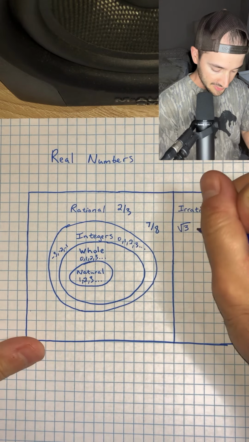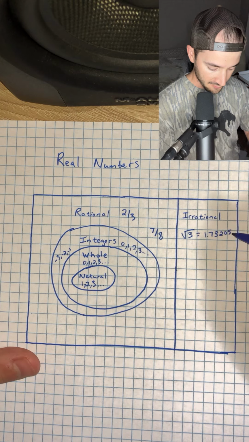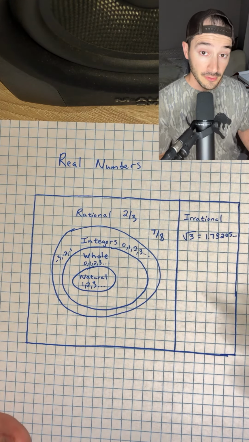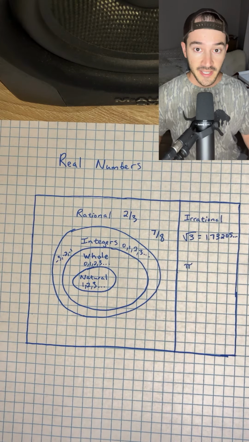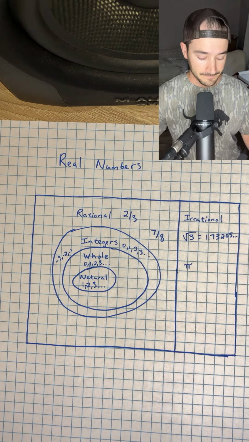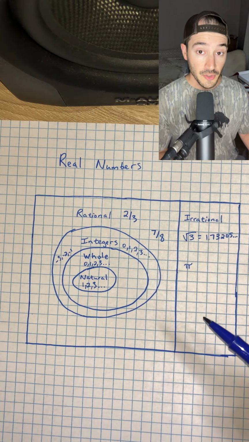So the square root of 3 is equal to 1.73205 dot dot dot, and it just keeps going with random decimals forever. Another example of an irrational number would be pi, because pi also has decimals that keep on going forever and ever and don't repeat or terminate. And like I said at the beginning, all of these sets of numbers that we're talking about are also real numbers.